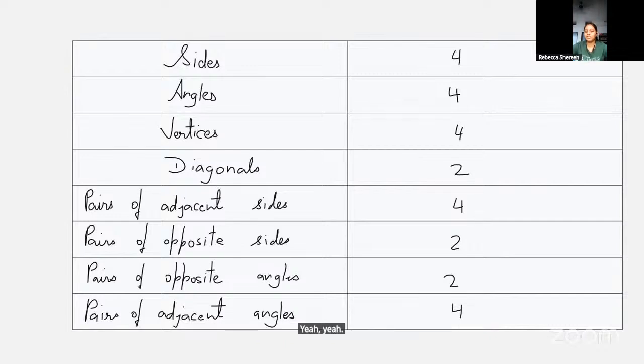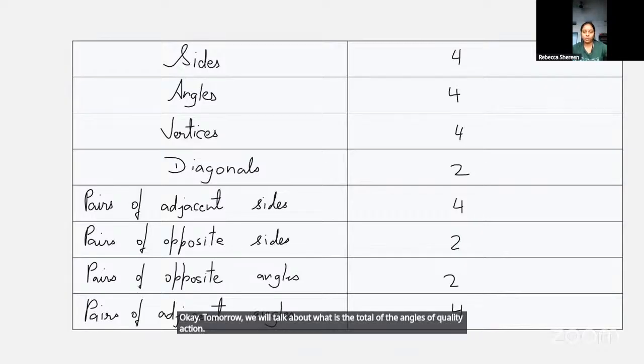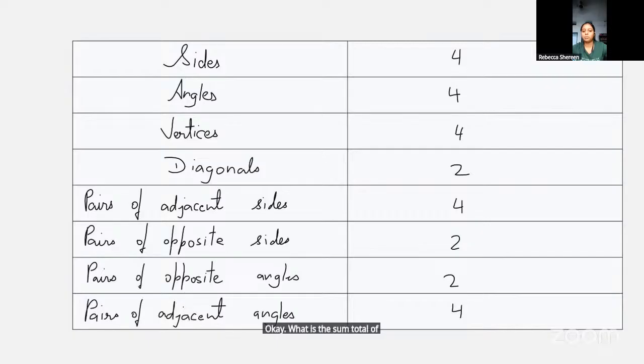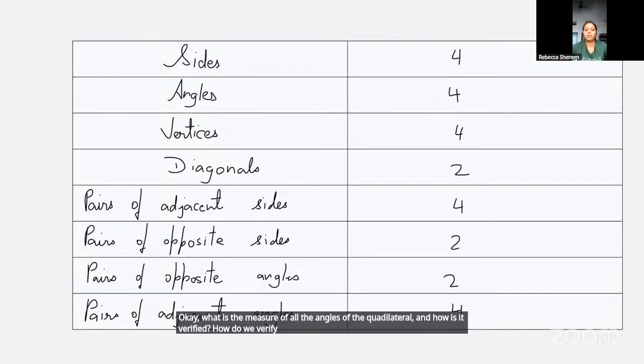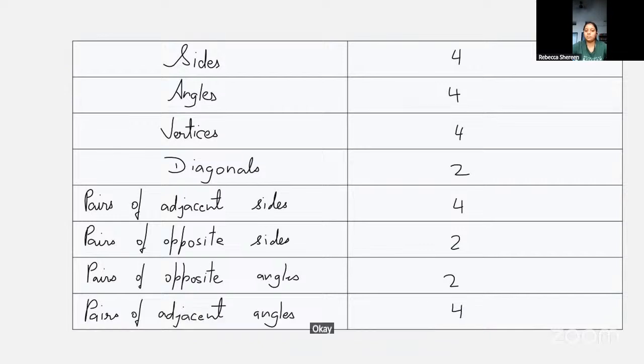Tomorrow we will talk about what is the sum total of all the angles of a quadrilateral. What is the measure of all the angles of the quadrilateral, and how is it verified? How do we verify it? We'll talk about that. We'll also talk about what are the various types of quadrilaterals that are there.